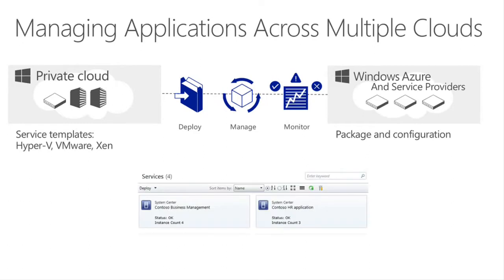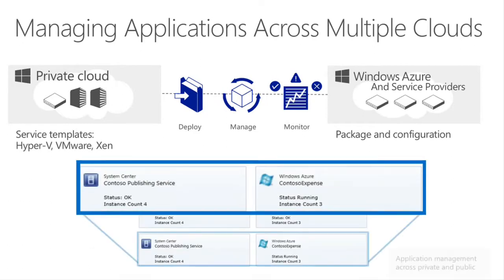And the way we do this is with App Controller. App Controller enables us to manage both, on the left-hand side, a Virtual Machine Manager service, and on the right-hand side, either a Windows Azure application or an application running in a service provider, from a single console. We can see the information on what's running, we can see how many instances are running, and so forth. And we can even perform actions against these services, as well as deploy new applications on both the private cloud and public cloud infrastructure.